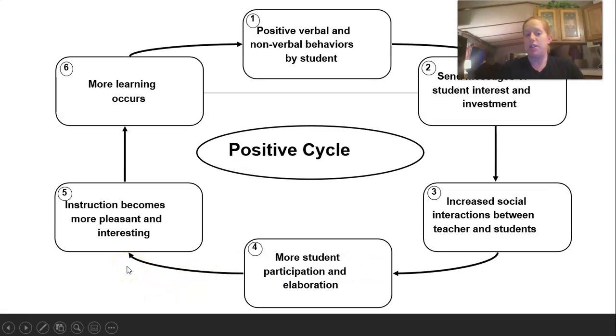It can make the instruction become more pleasant and more interesting. At least for me, I know when my students are engaged, it makes teaching more pleasant and more interesting. And then again, with the students interacting with each other and commenting positively on what other people have to say, that way more learning occurs.